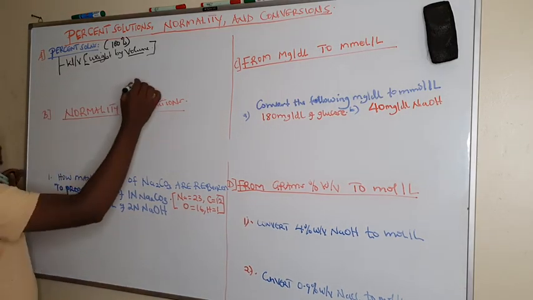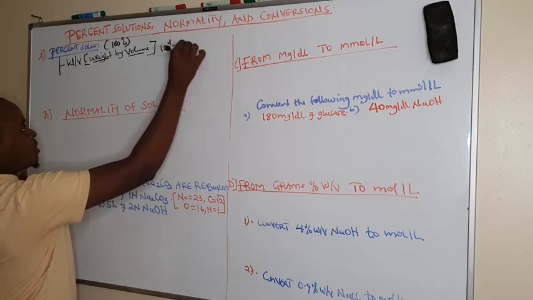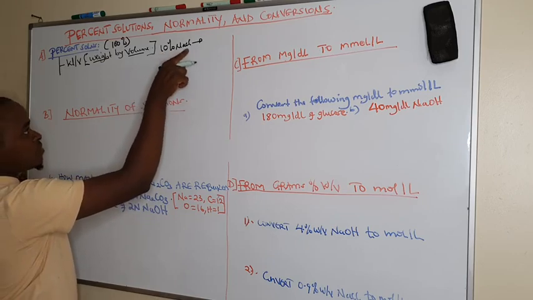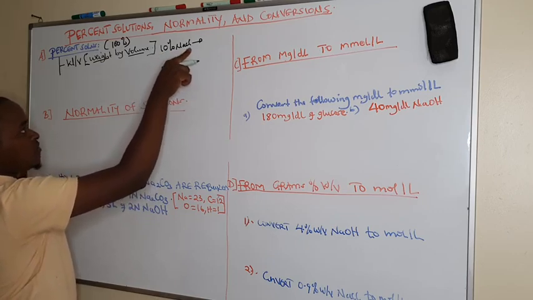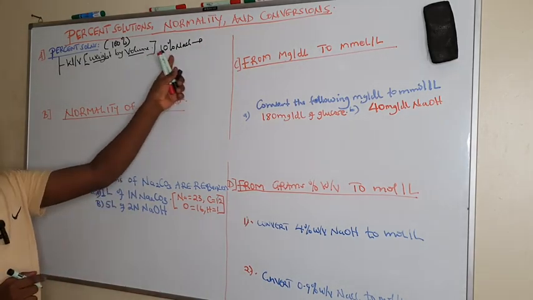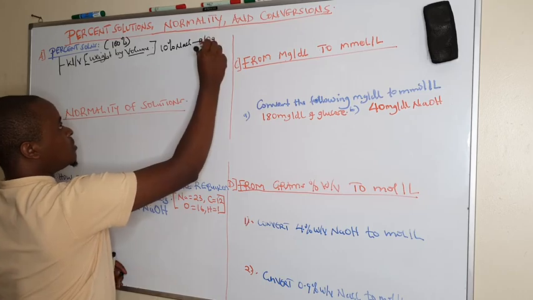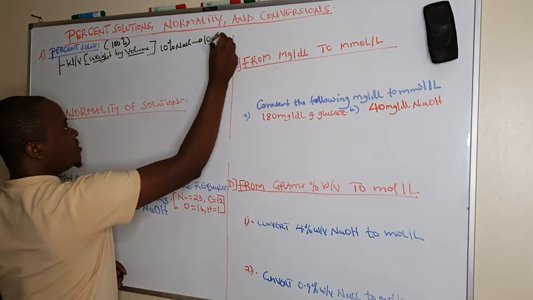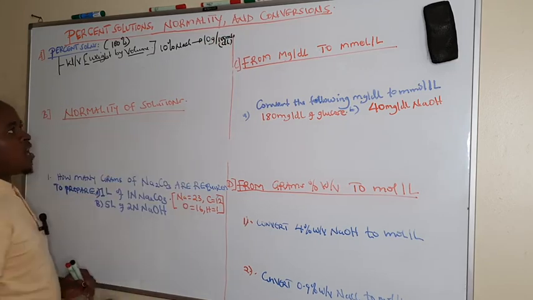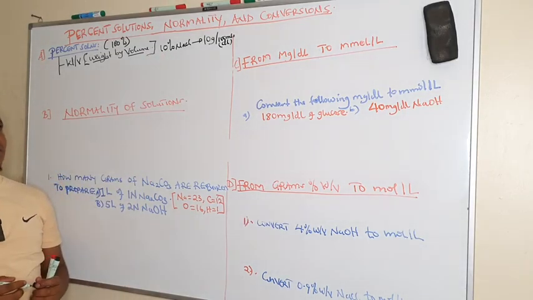For example, I can say 10% sodium chloride solution, it contains 10 grams of sodium chloride dissolved in 100 mils. That is what 10% means. 10% means 10 grams dissolved in 100 mils, or what you can call a deciliter, because 100 mils is equivalent to a deciliter. So that is what 10% means.